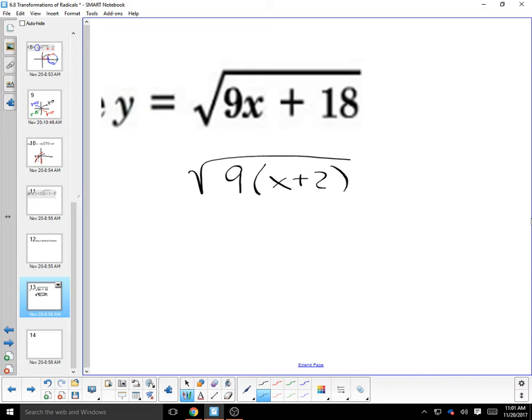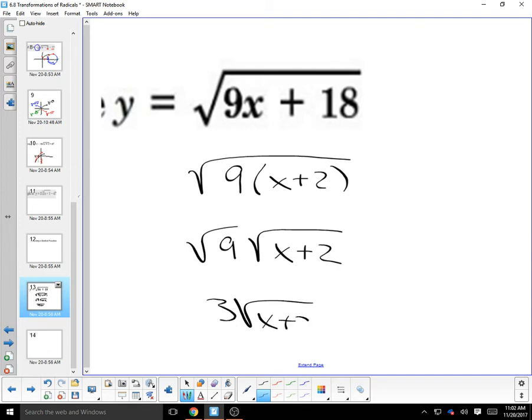Now, the 9 in this binomial will be multiplied, right? So I can rewrite this as the square root of 9 times the square root of x plus 2, couldn't I? Same thing. What is the square root of 9? 3. So this is really 3 times the square root of x plus 2. Does this have a stretch or a shrink? It does, doesn't it? A stretch of 3. Is there a vertical shift?